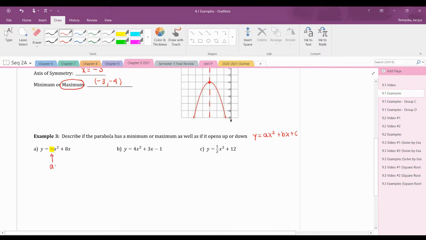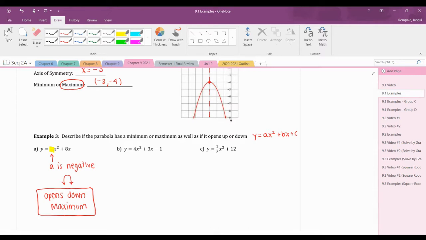And so hopefully we notice that a is negative. And so because a is negative, that means that my graph is going to look like this, which means that my graph is going to open down. So if it opens down, that means that we have a point that it's at its highest. So that means that we are going to have a maximum. So remember, I wanted both things. I wanted, is it a minimum or a maximum, and does it open up or down? So I've identified both of those pieces.